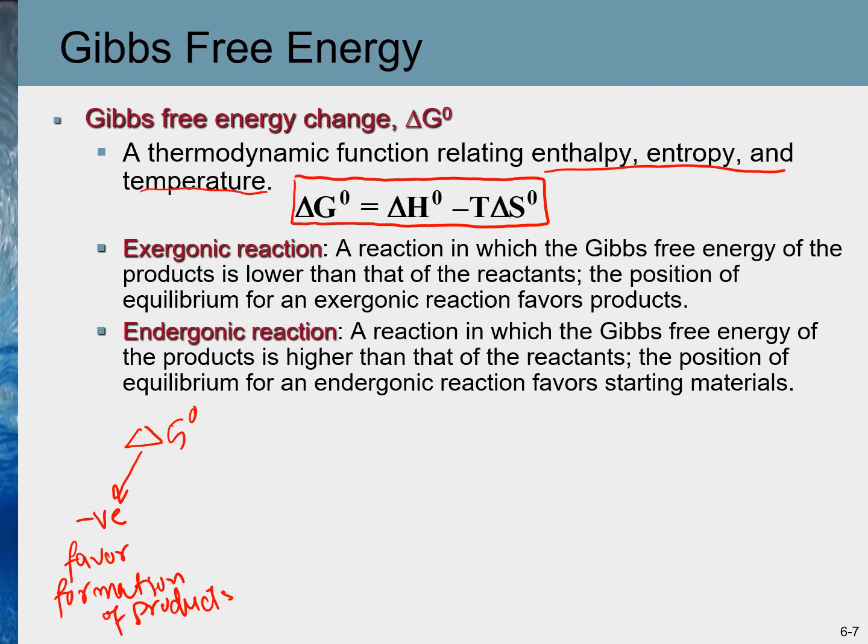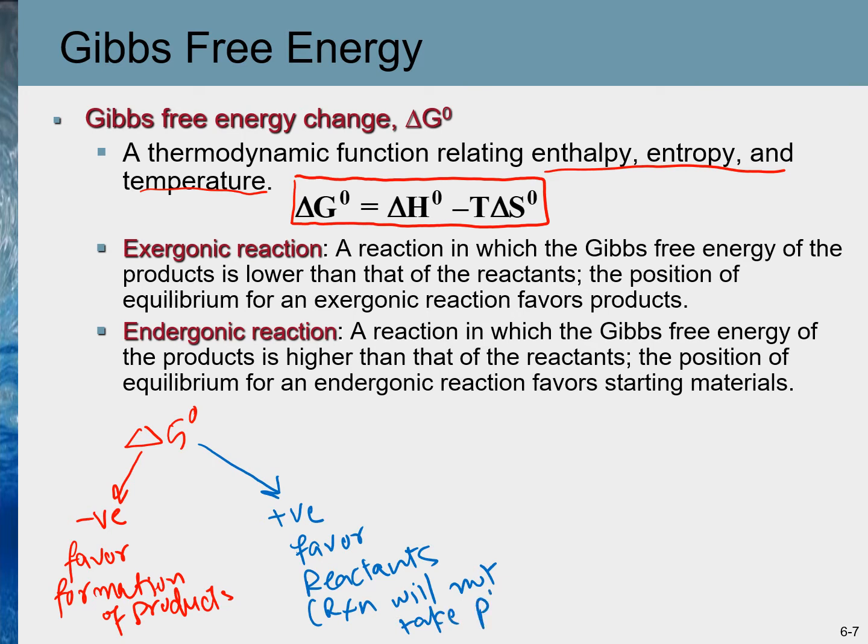And in case the reaction has a delta G value positive, these reactions favor reactants. So favor reactants means that the reaction will not take place.